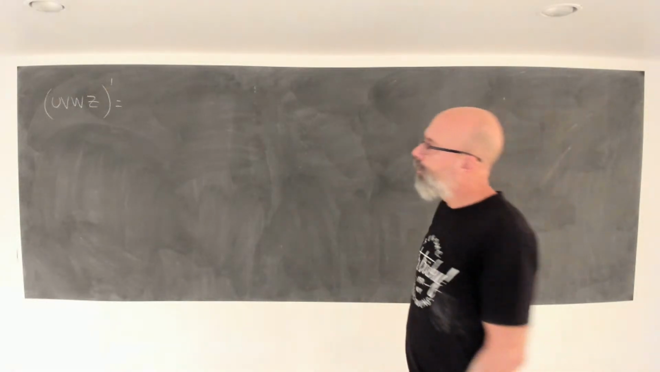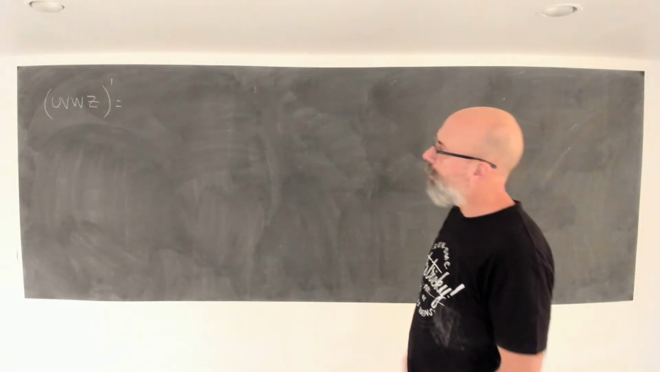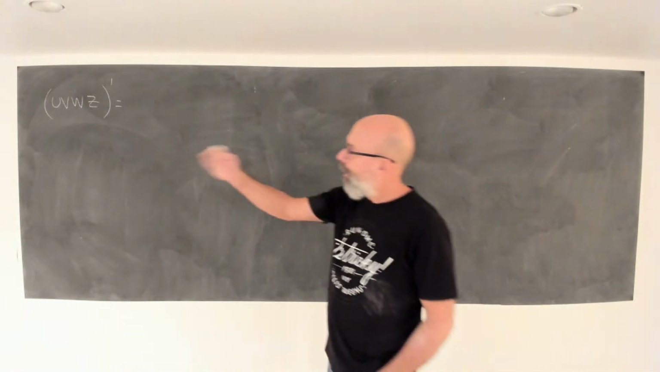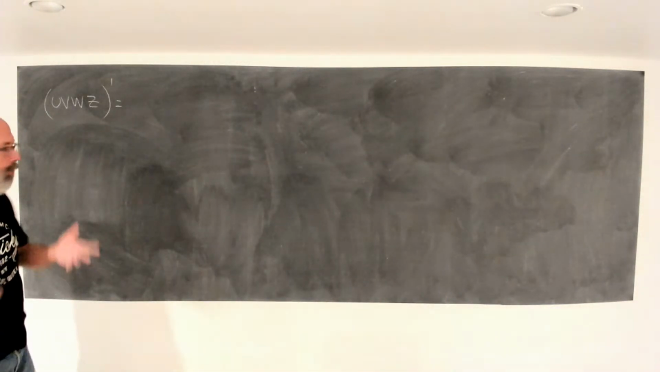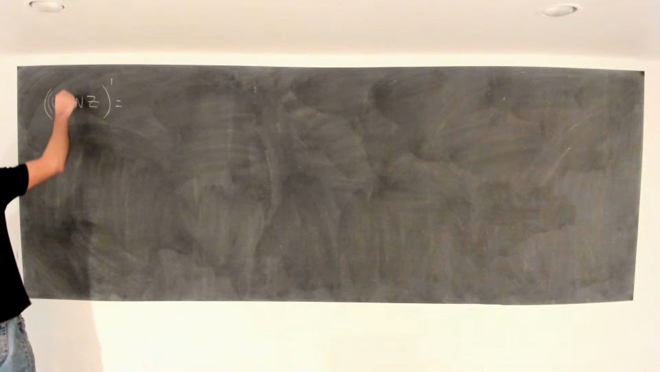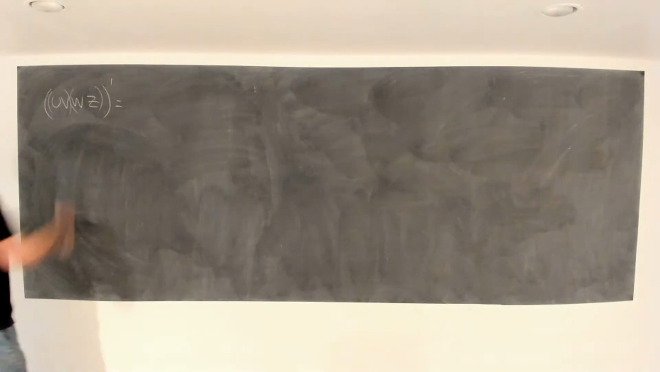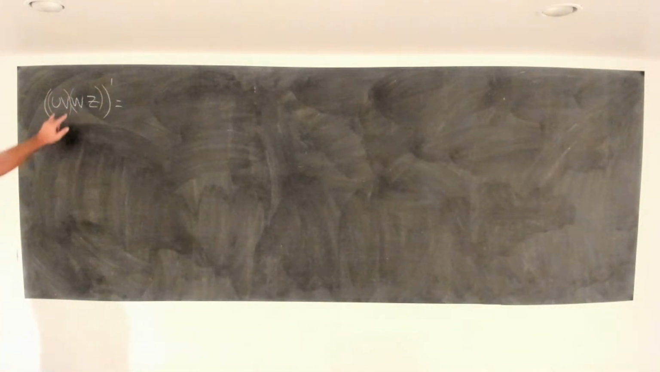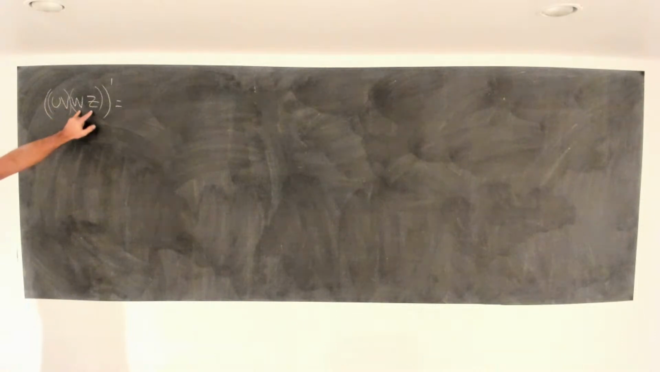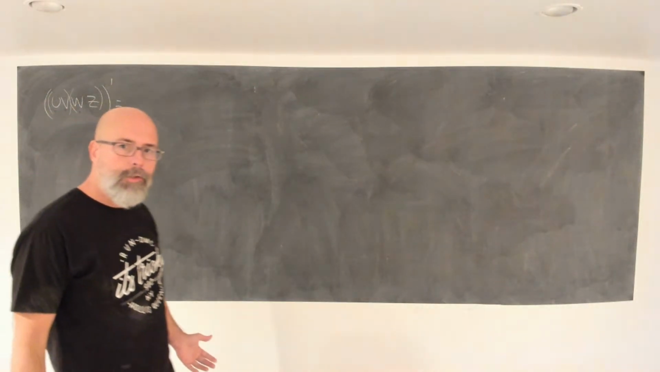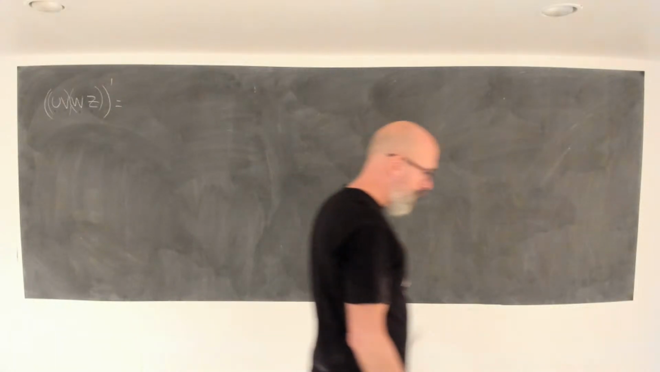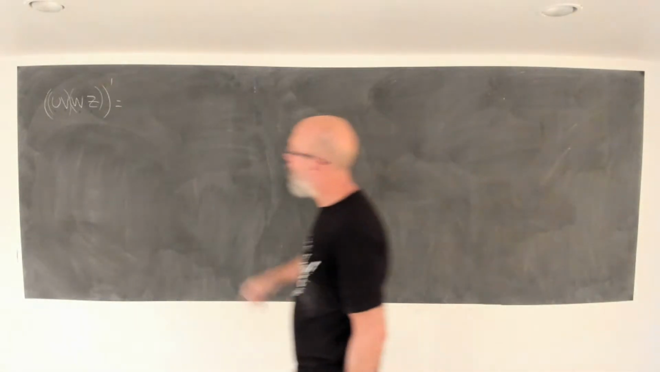Here we're talking about the derivative of a product of four functions together. You know what to do, right? I mean, if you don't know what to do, then do this. Group them into uv times wz. Then you've got a product of two functions. So it's going to be a product rule.